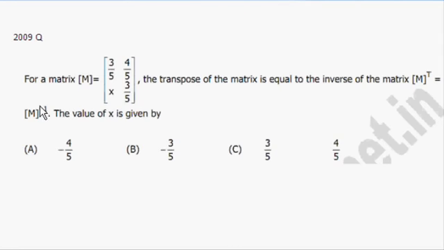This is a 2009 question. For a matrix M, the transpose is equal to the inverse of the matrix. The values of x are given by transpose equal to inverse of the 2 by 2 matrix. That means the determinant value is equal to 1, then only it will be possible. So we make the determinant value of this matrix equal to 1.